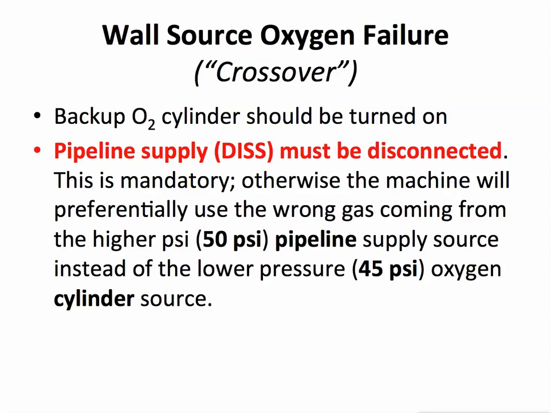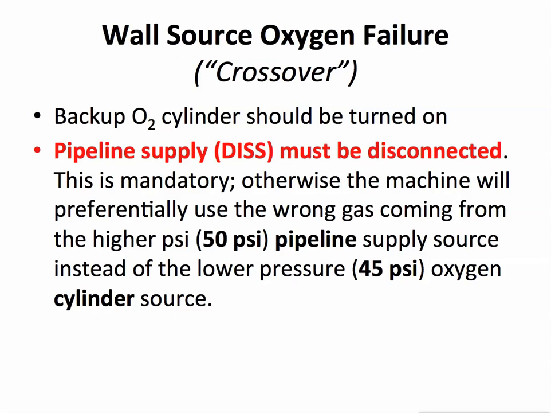Wall source oxygen failure or crossover gas issues. If you believe that there's something wrong with the gas coming from the wall source, you should turn on your backup oxygen cylinder on the back of your tank and disconnect the pipeline supply, the DISS or diameter index safety system pipeline supply. Why do you have to disconnect at the same time that you're turning on your oxygen cylinder?